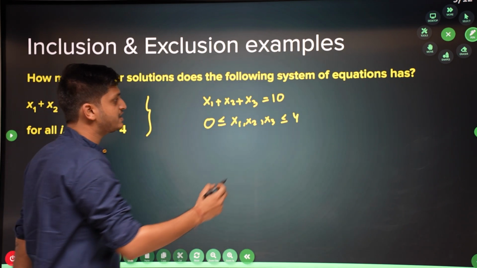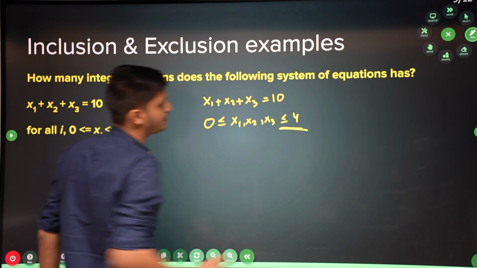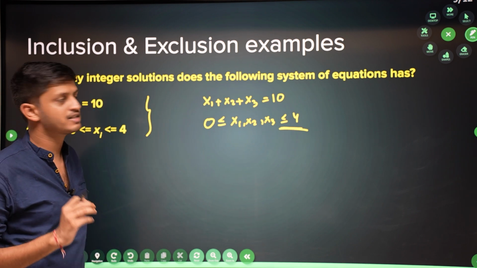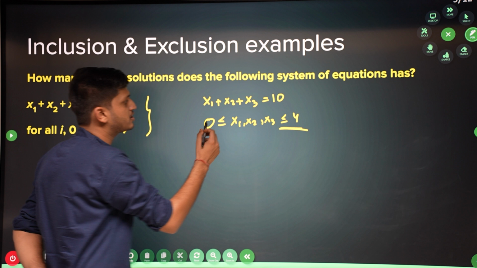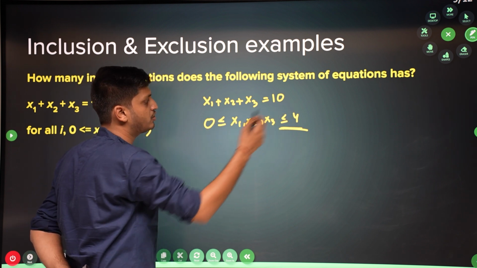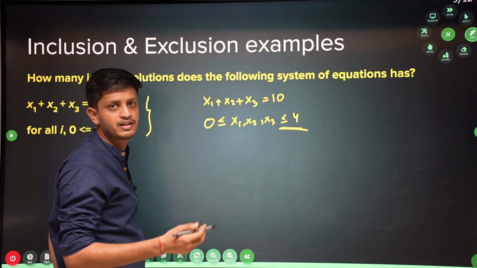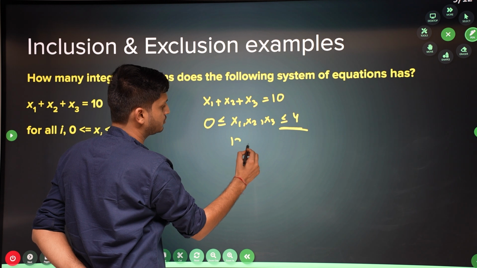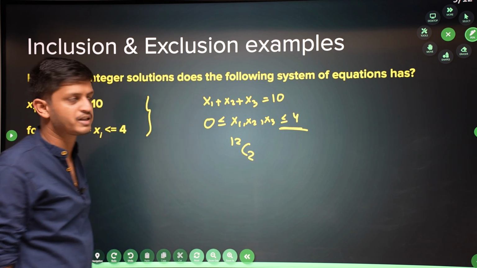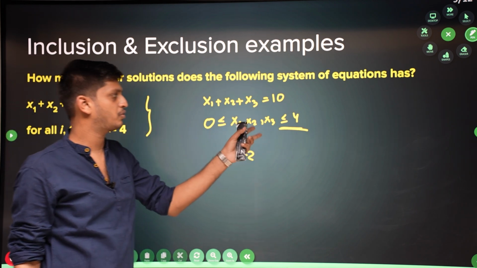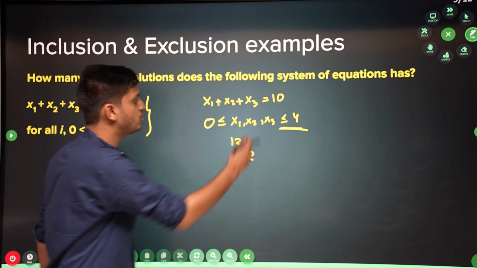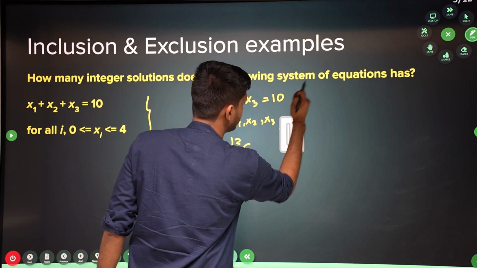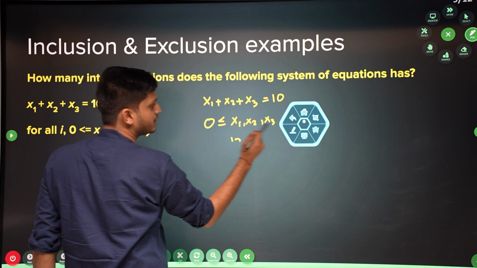See, if this condition, less than or equal to 4, had not been there, the problem would be much simpler. We already know how many solutions there are for x1 plus x2 plus x3 equal to 10, where x1, x2, x3 are all greater than or equal to 0. It is 12C2, right? Combination with repetition. We just take 12 boxes, insert 2 sticks, 12C2 solutions are there, where there is no condition on x1, x2, x3 except this one.